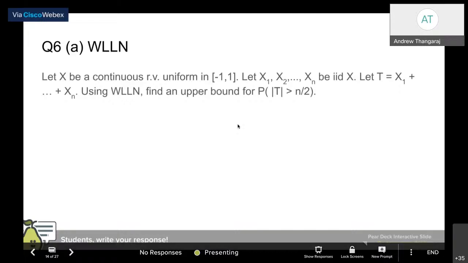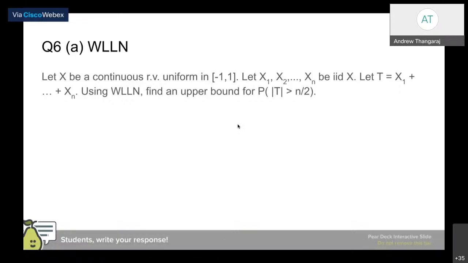Again, don't be thrown off by weak law of large numbers and all that. It's just Chebyshev inequality. So you have a random variable, in this case a slightly more complicated random variable T, which is the sum of n IID. And I want an upper bound for the probability of mod T greater than n by 2.